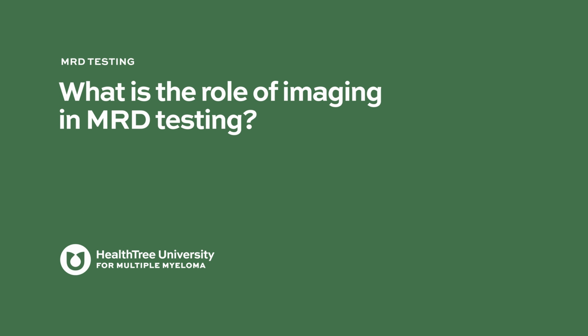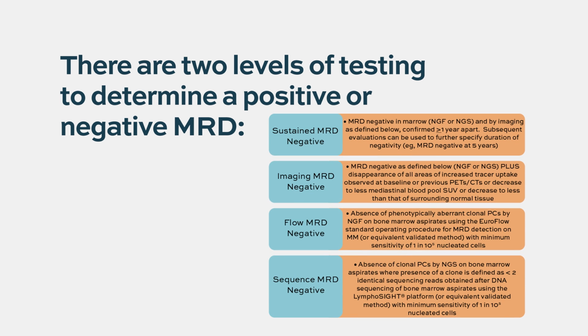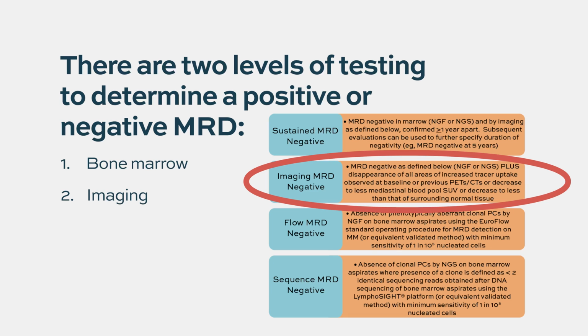What is the role of imaging in MRD testing? In the response criteria, you have the first level of MRD negativity, that's the bone marrow test. And the next level is when you're also negative in the PET. And today the guidelines are glucose PET, so it's only showing metabolically active lesions. And we know that the prognosis of patients that have remaining active metabolic lesions that are interpreted as myeloma after their first-line treatment is a very, very bad prognostic sign.